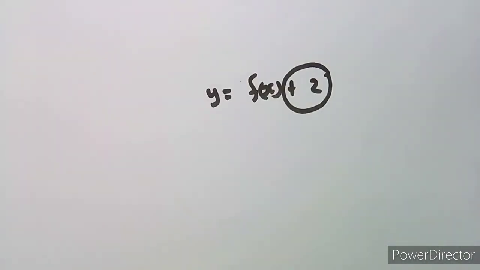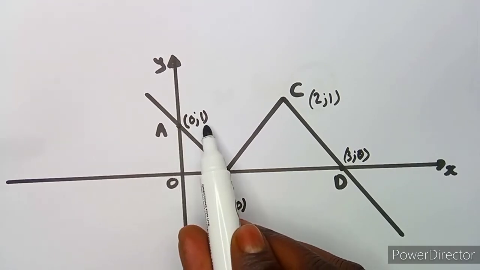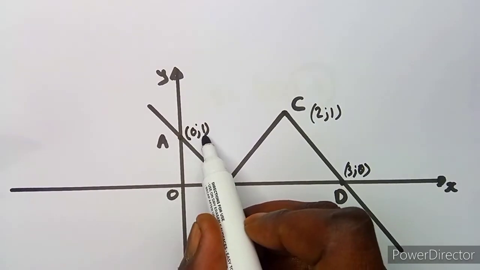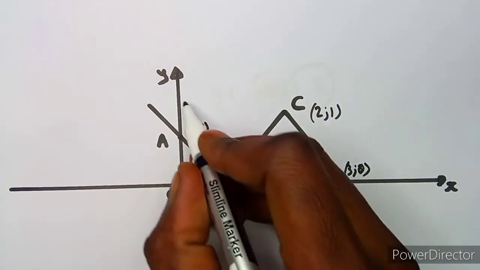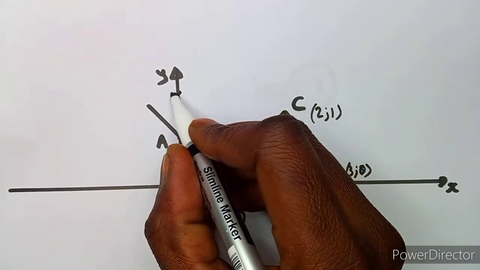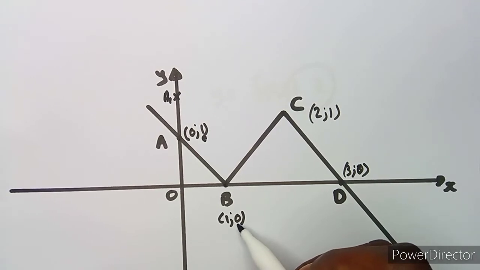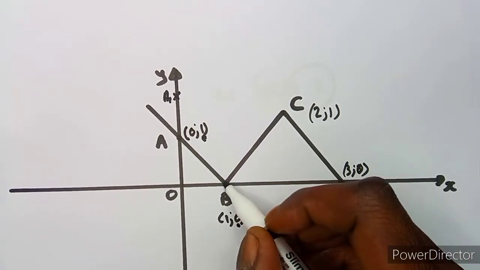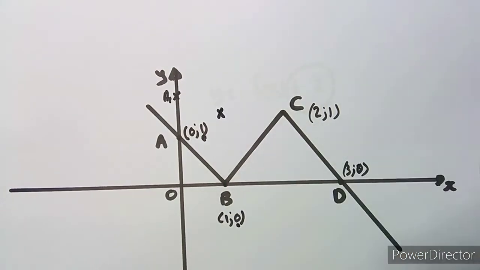Which means each and every point on my graph that I had, I'm going to add 2. Just like what I did, it's going to be 1 plus 2, which is 3. So this point is going to be at 0, 3, somewhere here. This will be your A. For this point, you add 2 to the y value. This is 0 plus 2, which is 2. So it will be at 1, 2. Maybe it's somewhere here. Okay, that's our 1, 2.